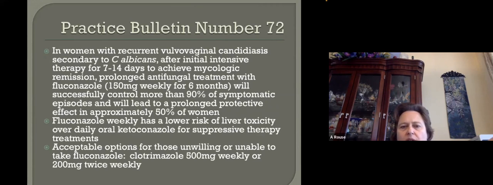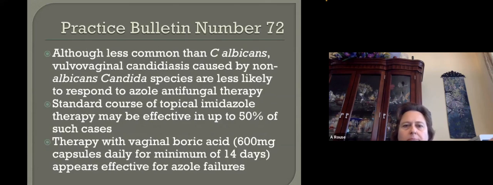So if you have therapy for 7 to 14 days, for those who have recurrent disease, you may want to consider some sort of prophylaxis up to 6 months, weekly, and that'll control the majority of your patients in that setting. It is less risk of doing fluconazole weekly than in considering ketoconazole from the standpoint of liver toxicity. And those who can't or won't or can't afford it, you could do the clotrimazole weekly or twice weekly, depending on your dosing. So again, if you have these patients, you're going to look this up.